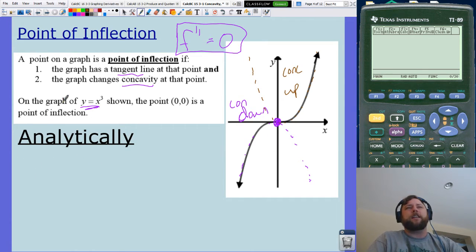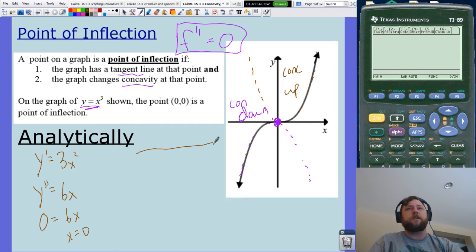Now if I were to do this analytically, to prove that that's a point of inflection, this is what I would do. I would take the second derivative. The first derivative is 3x squared, and then the second derivative is going to be 6x. To figure out potential points of inflection, set the second derivative equal to 0, and then you say, oh, x equals 0 is a point of inflection. But we have to prove that it changes.